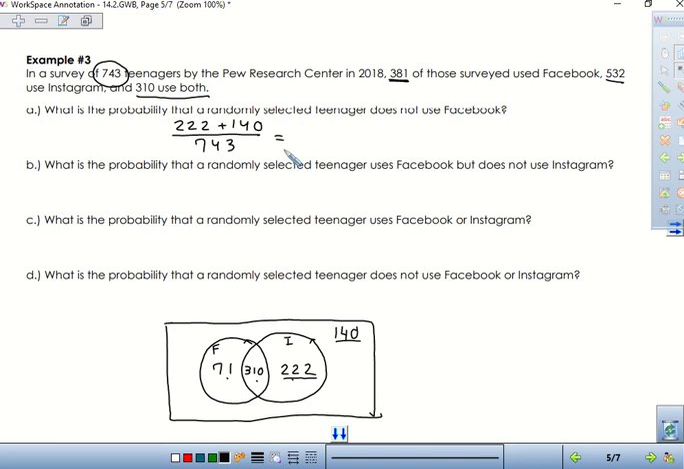Wait, how'd you get to 222? That's everybody who uses Instagram but not Facebook, because remember we're excluding everybody who uses Facebook.